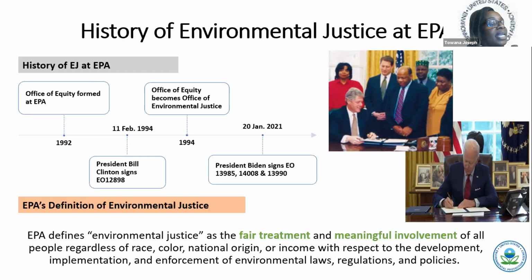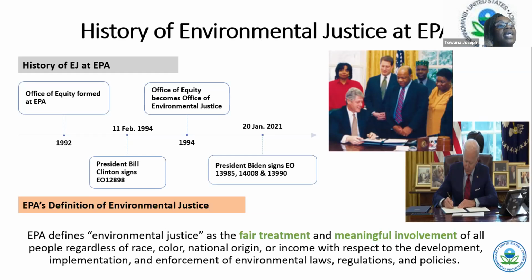13985 was advancing racial equity and support for underserved communities, and I'll talk a little bit more about that. 14008 was tackling the climate crisis at home and abroad. And then Executive Order 13990 is protecting public health and the environment and restoring science to tackle the climate crisis.